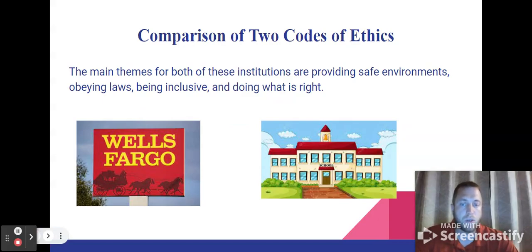There were two different codes of ethics that I was looking at: the Minnesota Teacher Code of Ethics, which is being represented by the school here, and the Wells Fargo Company Business code. As I look through both of those codes, which will be referenced at the end, the main theme for both institutions was providing safe environments for all people, obeying laws, being inclusive to everybody, and doing what is right. One is a school, an educational setting, and one is a business setting, but the biggest theme I saw was that safe environment, that inclusiveness, doing what is right, and obeying laws were all part of both of those codes.